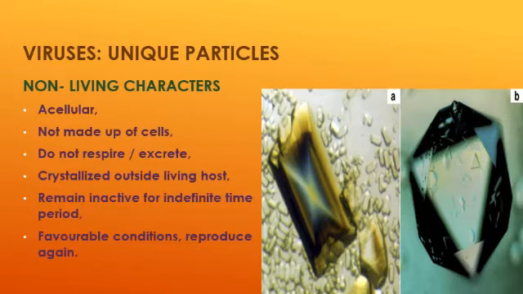Non-living characters of viruses include that they are acellular, meaning they do not have cellular structure like living organisms. They do not respire or excrete. When they are outside the living cell, they become crystals. They can remain in the crystalline form for an unknown period of time, and whenever they get favorable conditions, meaning whenever they get a living host, they start reproducing and increase their number again. They do not lose their ability to reproduce when they are inactive.